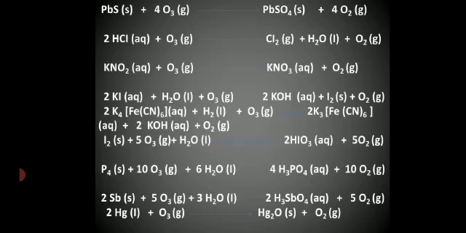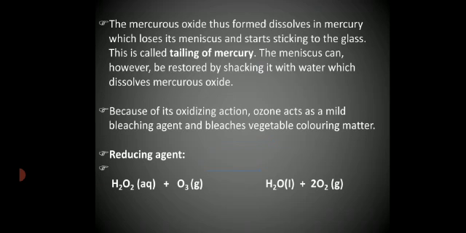Ozone decomposes to give oxygen gas at 573 Kelvin. 2O3 in the presence of 573 Kelvin will give you 3O2, and ozone also decomposes to give nascent oxygen, and this nascent oxygen helps in oxidation. The different types of oxidation reactions I just mentioned happen only because of the presence of nascent oxygen, which helps in oxidizing the different compounds into different oxidized products.